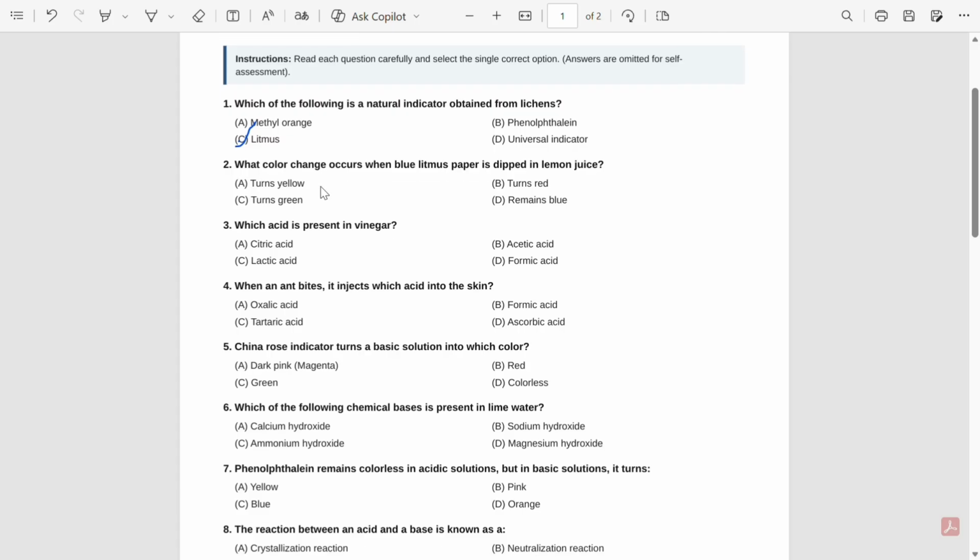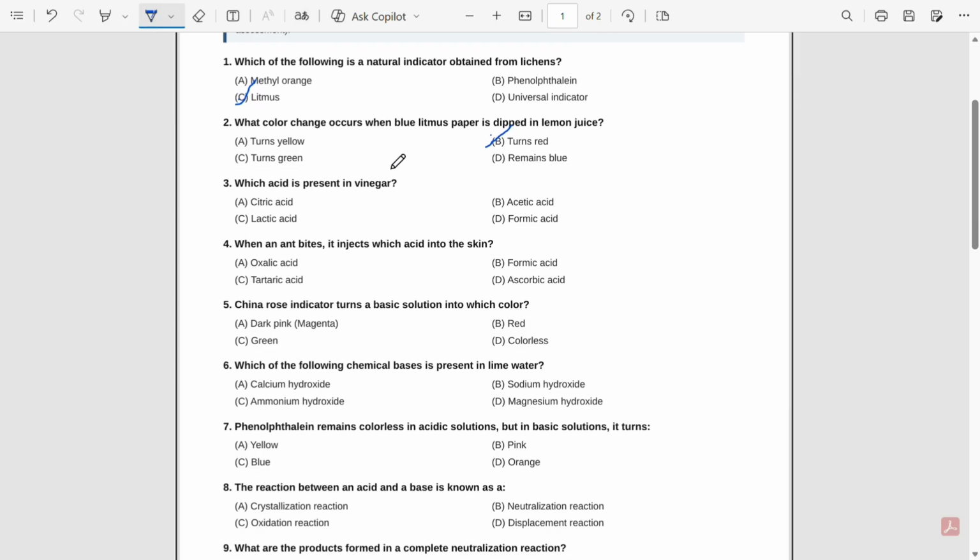Go for the second question: what color change occurs when blue litmus paper is dipped in lemon juice? Find out the nature of lemon juice, whether it is acidic or basic or neutral. Just guess yourself. You know very well, lemon juice is acidic in nature. In acidic solution, what is the color of blue litmus paper? Yes, it turns into red color. Yes, very good.